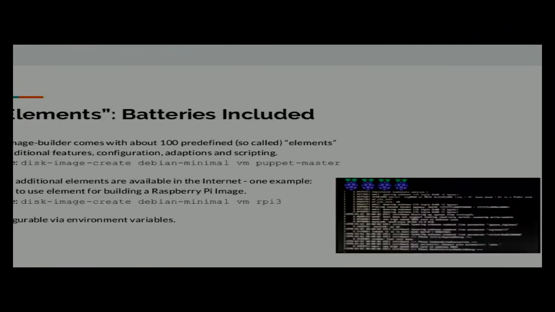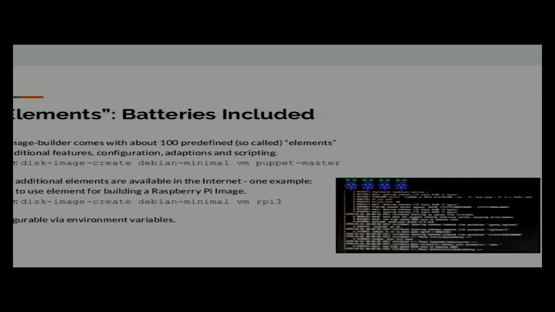The Disk Image Builder itself is a modular system. It has elements, and each function block is put into one element. For example, this Debian minimal is one element, VM is one element, Puppet Master is one element. You can think about hundreds which come directly with Disk Image Builder. And there are a lot of these elements also on the internet.